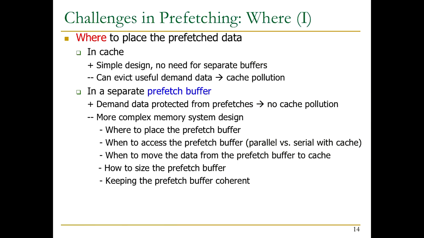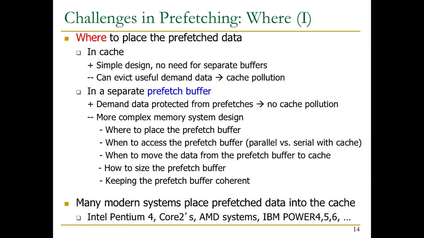And keeping the prefetch buffer coherent is another issue. You prefetch the data, but somebody else updated that data. You should not provide the wrong data to the processor. So there are a lot of design complexity issues with another buffer that's added to the memory system. As a result of this, many modern systems just prefetch data into the cache because it keeps things simple. Okay, these are old processors, but you could extend it over here.